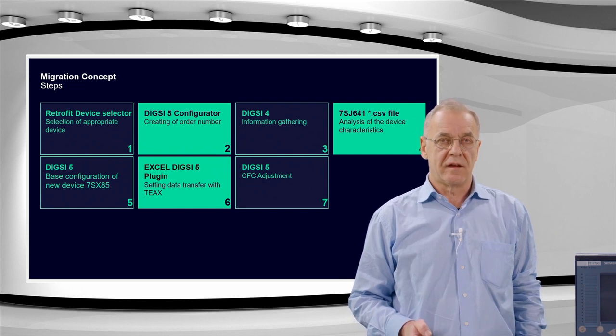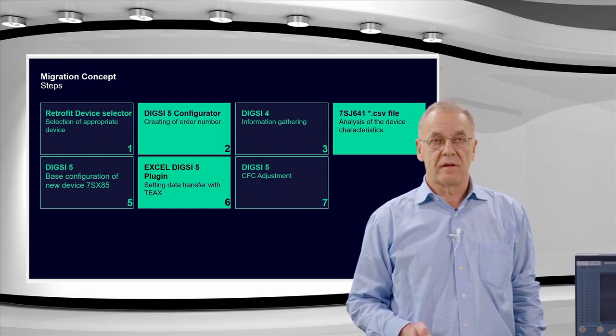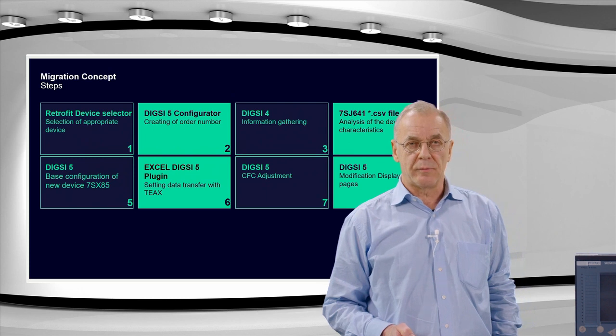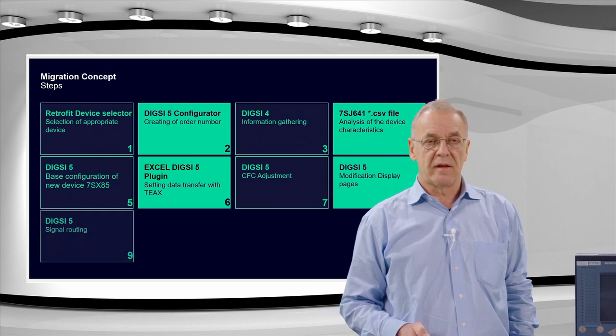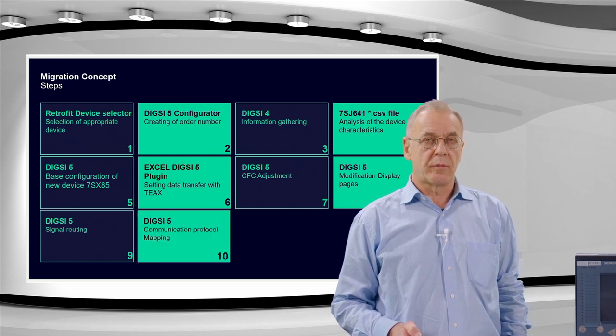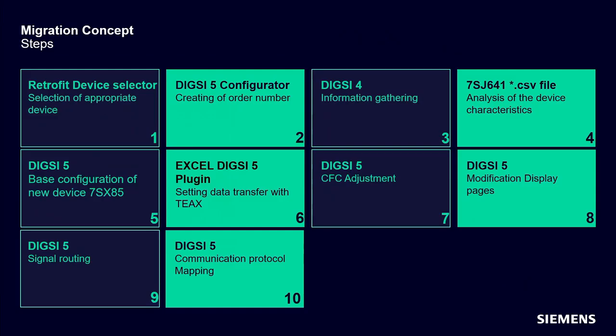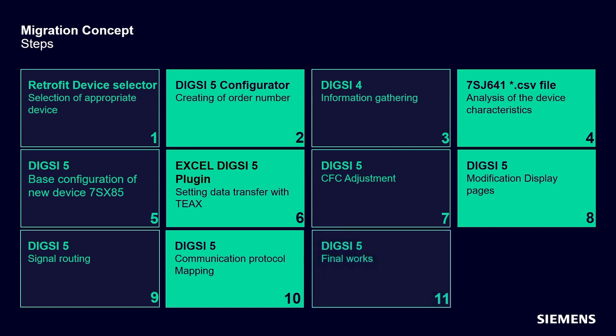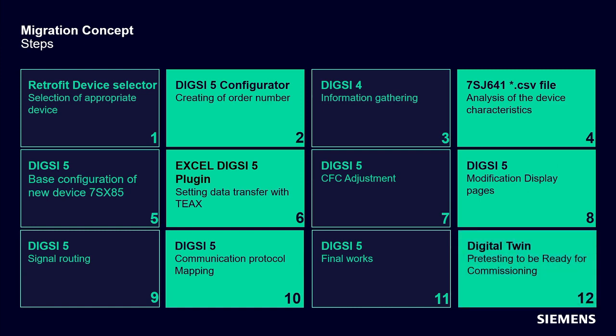Then we do the CFC adjustments, make modifications in display pages, edit the signal routing, and make protocol communication mapping. For the final works, we do some final work, for example, setting of the time synchronization. And we make pre-testing with the digital twin to be ready for commissioning.